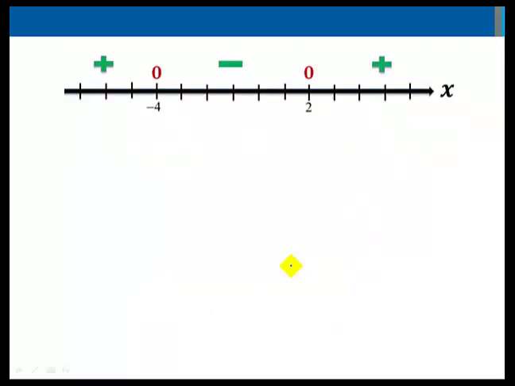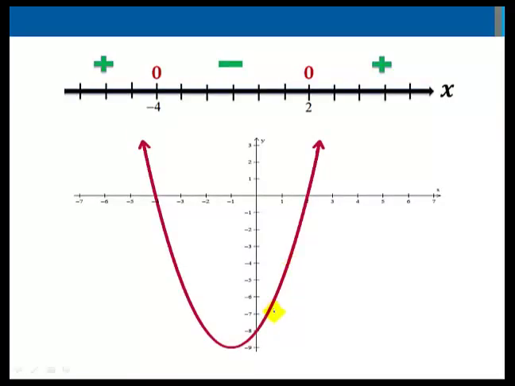Notice that here we have a graph of y equals f of x, and the intervals where the graph is above or equal to y equals 0 are the same intervals as those on the number line where f of x is positive or 0.